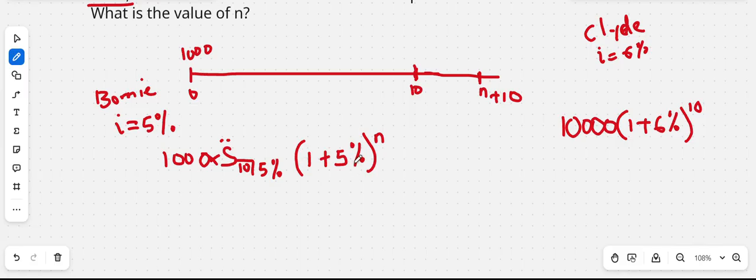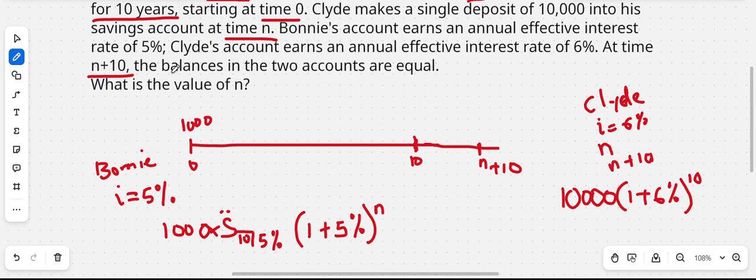So that's why I have 1 plus 5% raised to the power n, multiplying it with the current balance at time 10. While for client's account, the deposit of 10,000 was made at time n. So the growth of the money to time n plus 10 simply connotes that the money grew for 10 years. So the question says that at this time, n plus 10, the balances in the two accounts are equal.